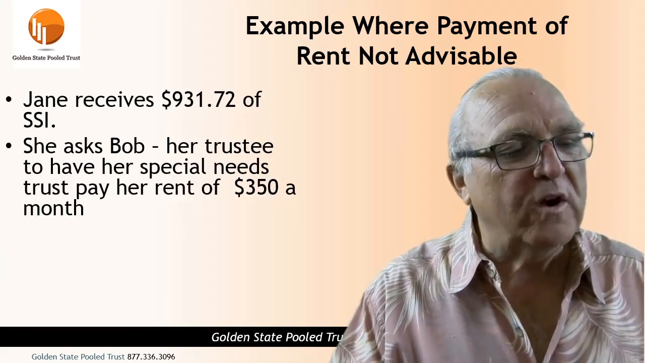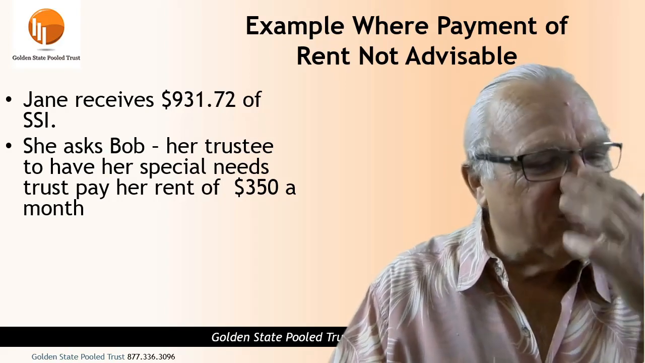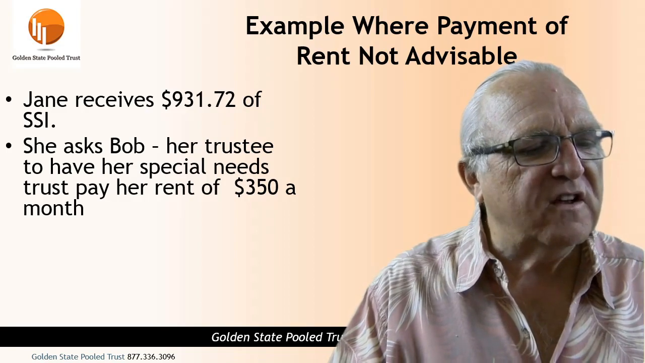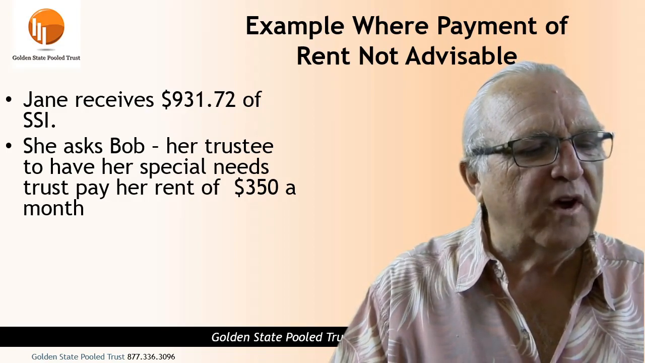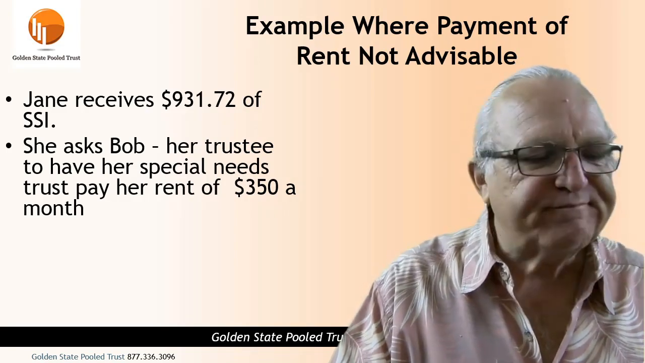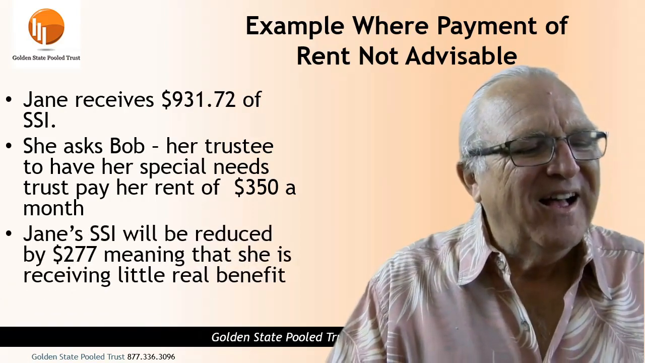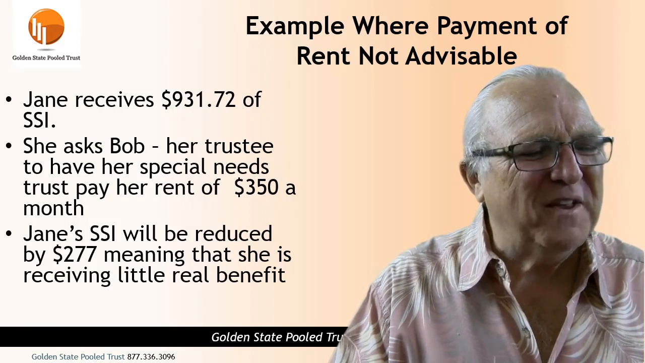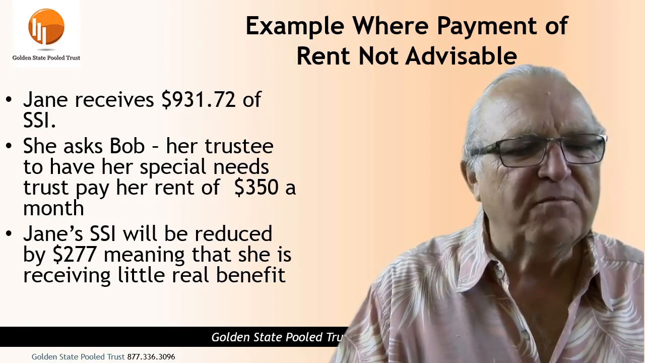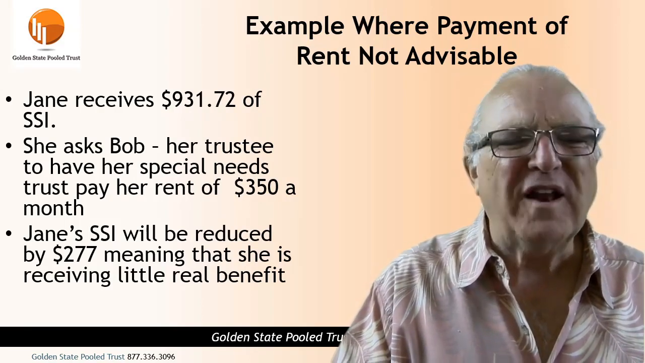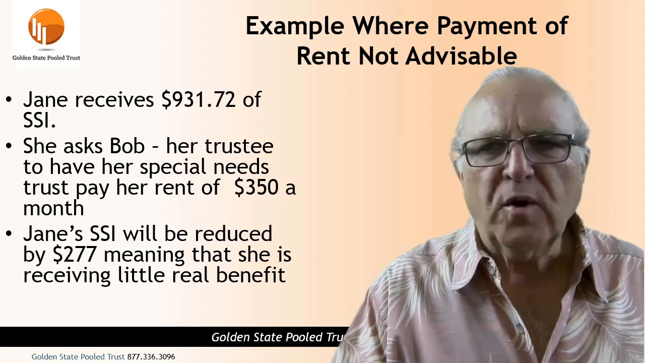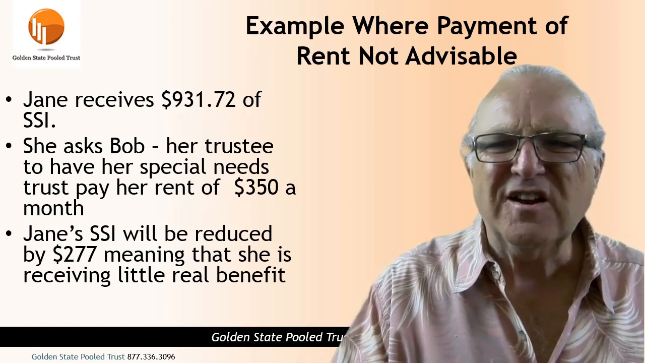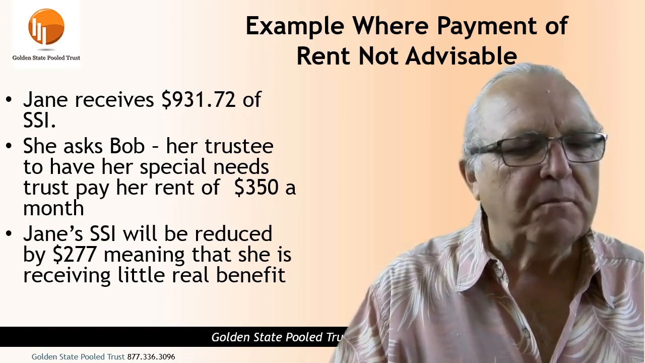Here's an example where it wouldn't be advisable. So let's say she's getting $931.72, and she asks her trustee to have her trust pay her rent, which is $350 a month. That would mean that her benefits would be reduced by $277, meaning that she's really not getting a whole lot of benefit. And I think that's a case where we would actually advise not to go ahead and pay any of the food and shelter items, because we're really just not getting enough leverage from paying that to make it worthwhile.